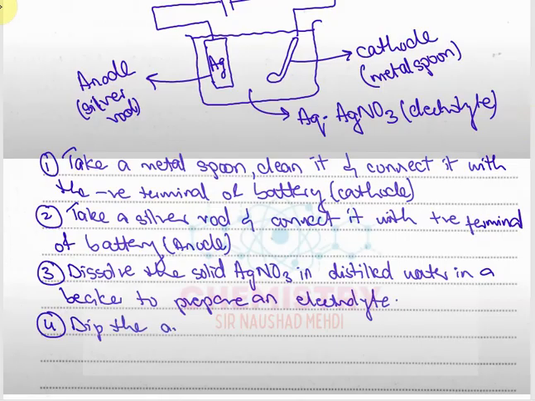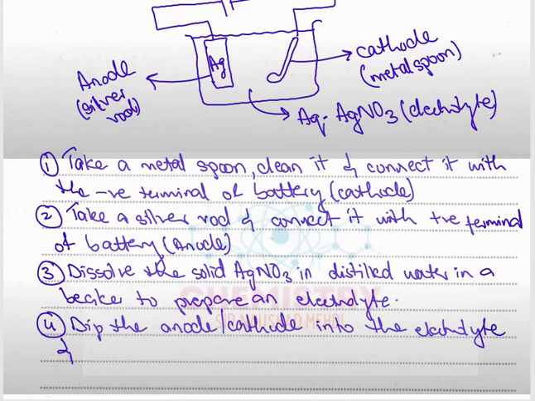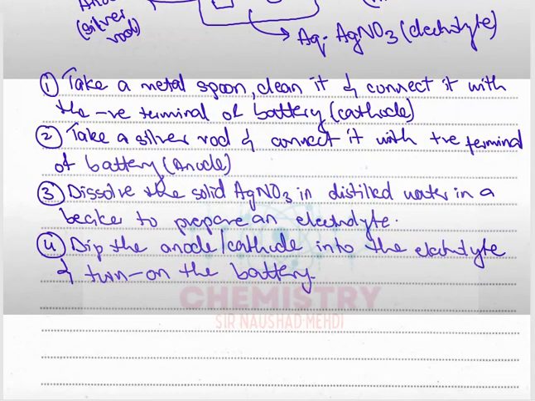After preparing the electrolyte, now you will dip the anode and cathode into the electrolyte and turn on the battery, so that the current starts passing. As soon as you turn on the battery, what will happen? The electroplating will start. You have to give it a certain time, and after a certain time, you will stop passing the current. You will stop the battery.